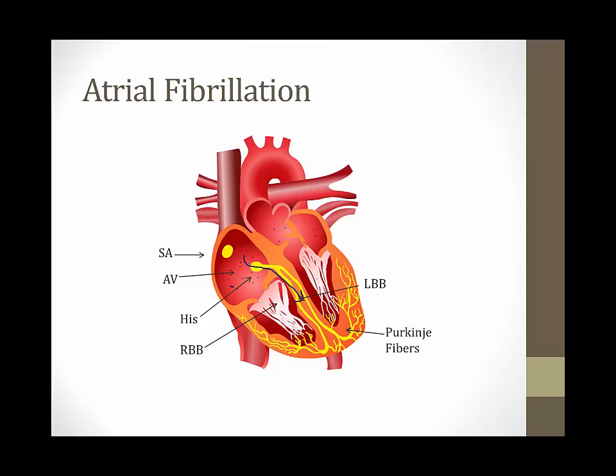Others of those depolarizations will reach the AV node when it is refractory, and they will not generate a QRS complex. The result is that these random depolarizations occurring throughout both atria will lead to a random irregular pattern of QRS complexes, and that generates the irregularly irregular rhythm.